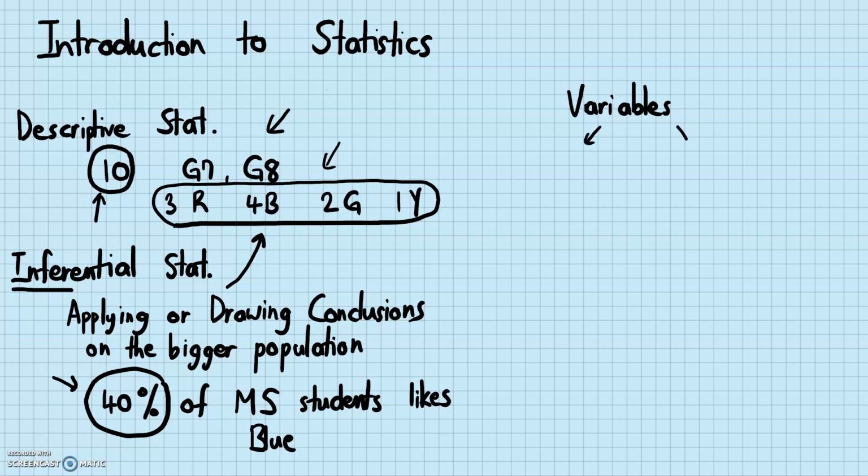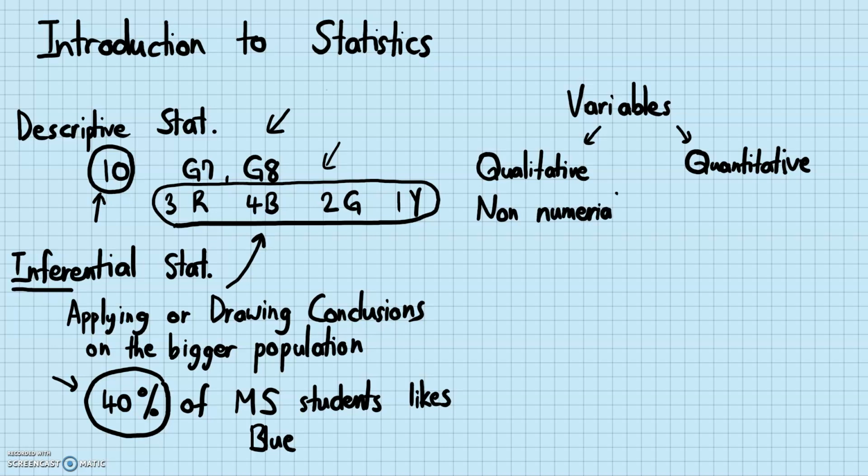And there are two kinds of variables. We have qualitative and quantitative. And you might have guessed what each of these mean. Qualitative are non-numerical data. So an example would be this one right here. Favorite color. Color is not numerical data. Favorite color, favorite food, favorite animals, etc. So these are all qualitative data.